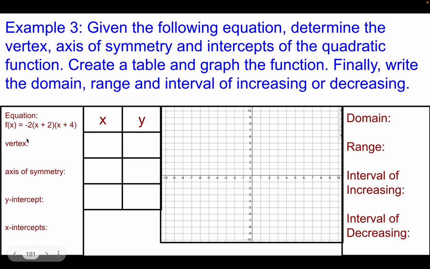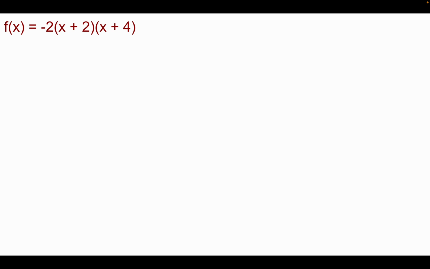With example 3, I have the equation written in factored form. I think factored form and vertex form are a lot easier than standard form. With factored form, though, the factors make it really easy to solve for the x-intercepts. So I'm actually going to start with the x-intercepts on this one. We're going to start by solving the x-intercepts by setting the equation equal to 0.